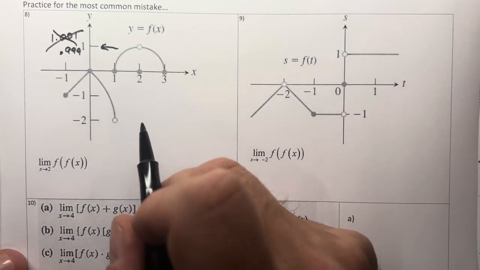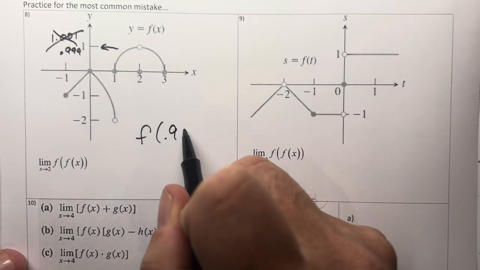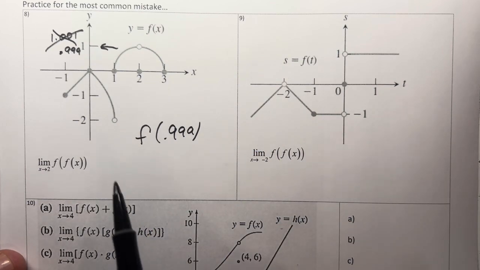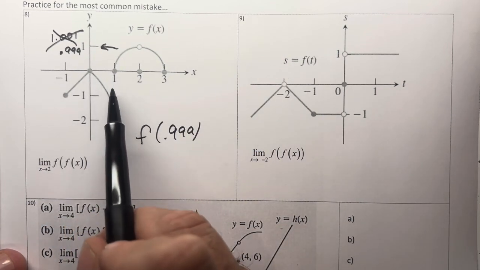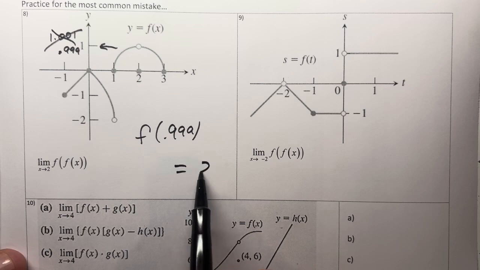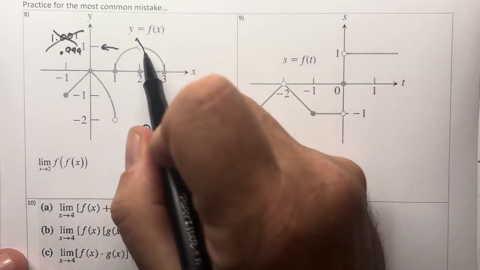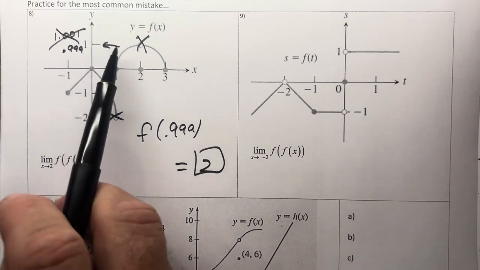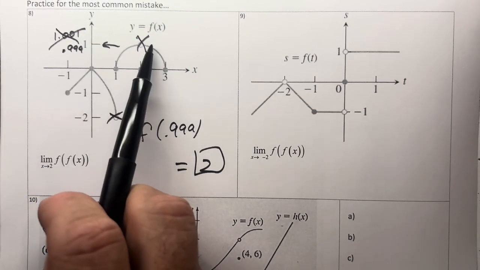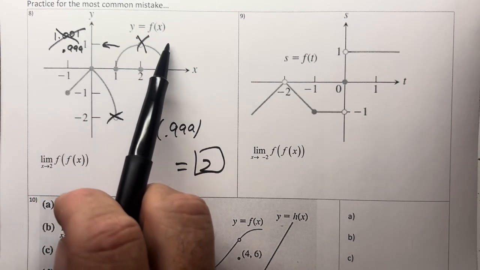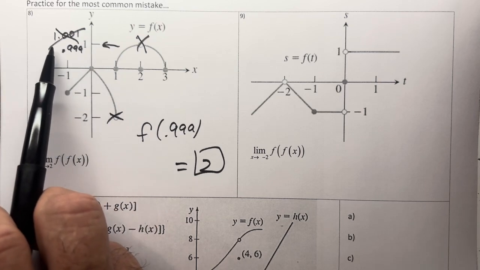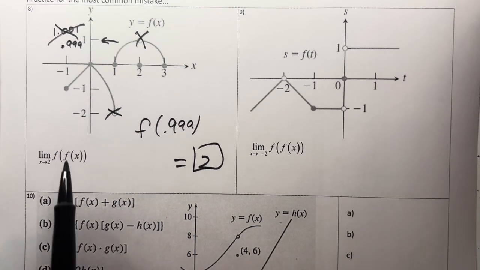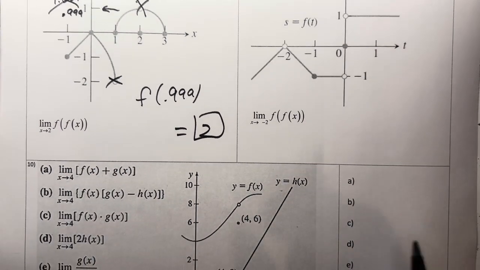So I'm going to think of f of 0.999. And what do I know about f of 0.999? It's down here at 2. Notice I don't care about the actual point. I care about the neighborhood. And here, notice that the only values that y takes on are values less than 1. And that's why you can get an answer here.